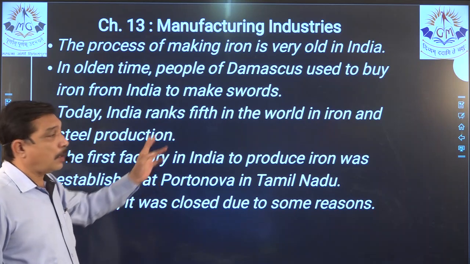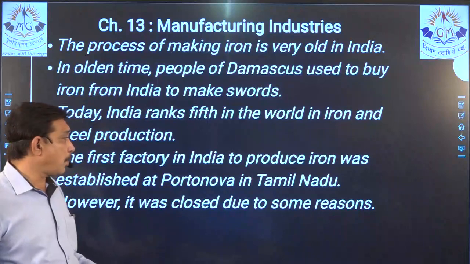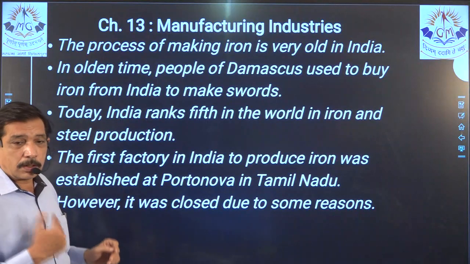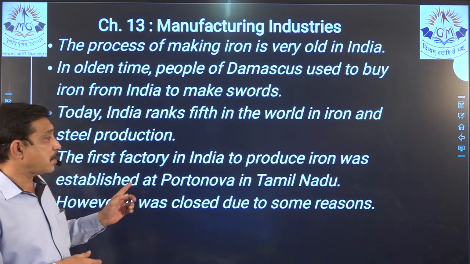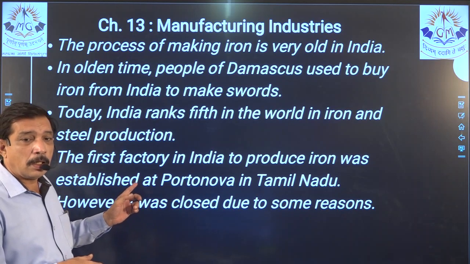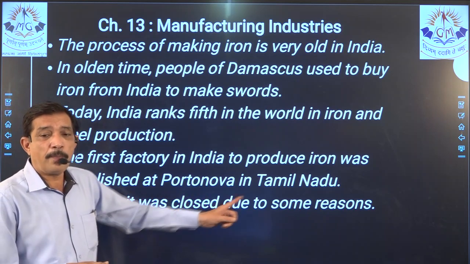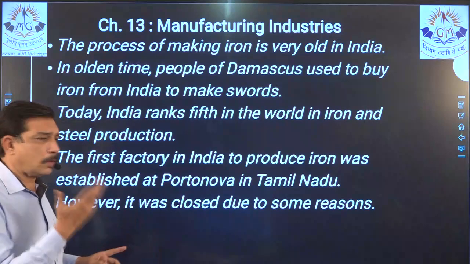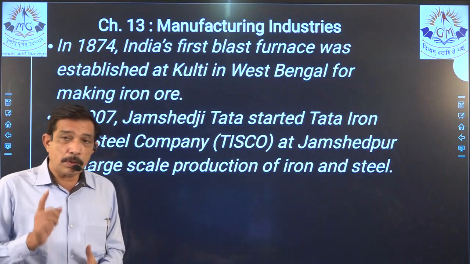Today, very important, this can be an objective. India ranks 5th in the world in iron and steel production. The first factory, this is also an objective. Where was the first factory of iron and steel established in India? It got established, the name of the place is Portonova in Tamil Nadu, but it was closed due to some reasons. 1874, now this is again an objective.